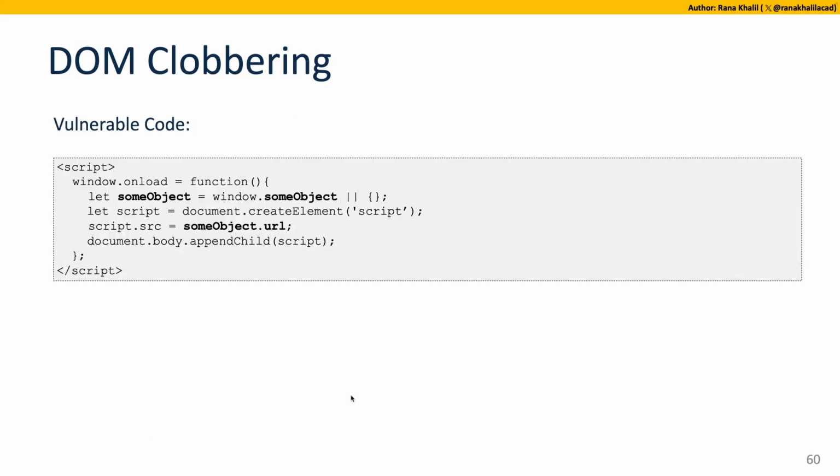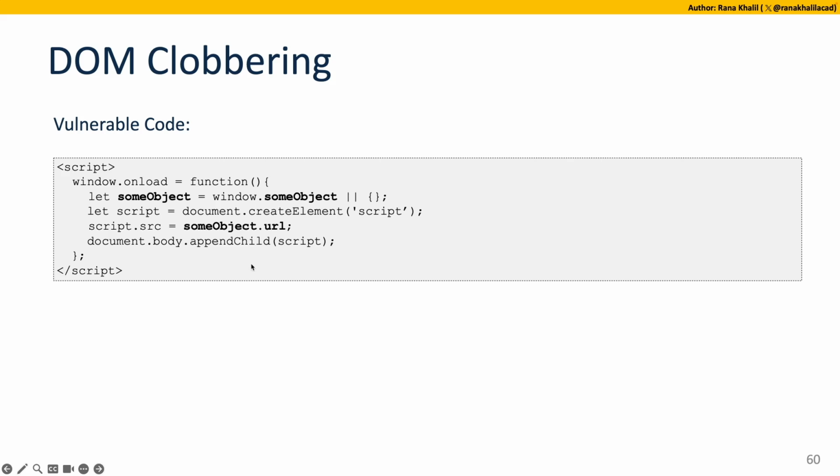Let's take a code example to see how this works. In our application, we have a script that runs this code over here when the page is loaded. It starts off by creating a variable called someObject, and it uses the logical OR operation to set the value of the variable. So if the value is already set, then it'll just take that value. Otherwise, it'll set the variable to an empty object. And then it goes on to create the script tag and then sets the source attribute for the script tag to the URL attribute of the someObject object. And then it appends the script tag to the DOM.